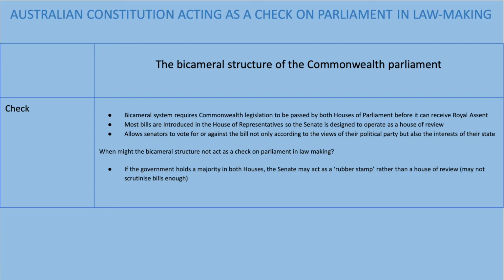So when might the bicameral structure not act as a check on Parliament in lawmaking? Well, if the government holds a majority in both houses, the Senate may act as a rubber stamp rather than a house of review. Ultimately, this may mean that there is not enough scrutiny of the bills passed.